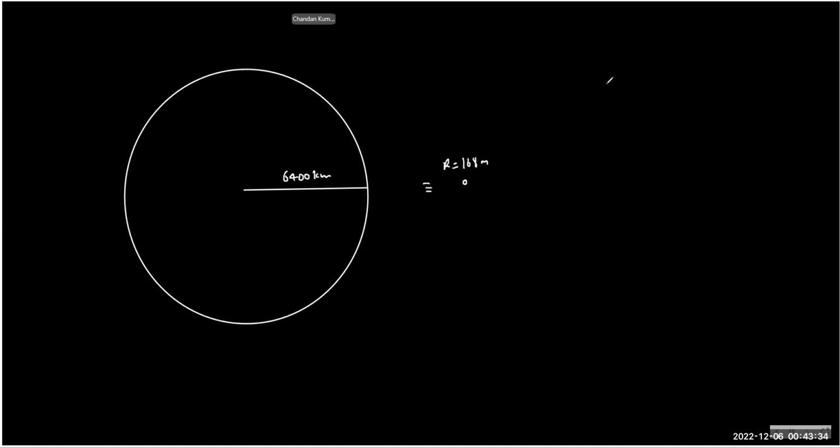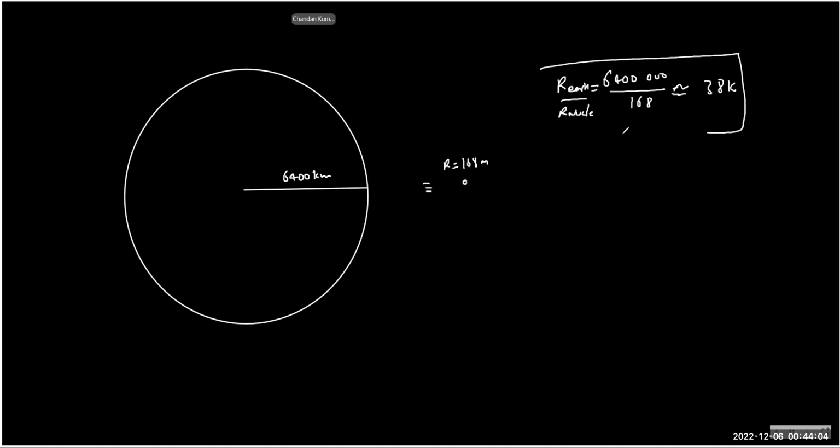Maybe you can realize. 6400 upon 168, how much is the ratio? The radius of Earth and radius of nucleus. This is tremendous. Roughly 38,000. So this nucleus is nothing but your neutron star.